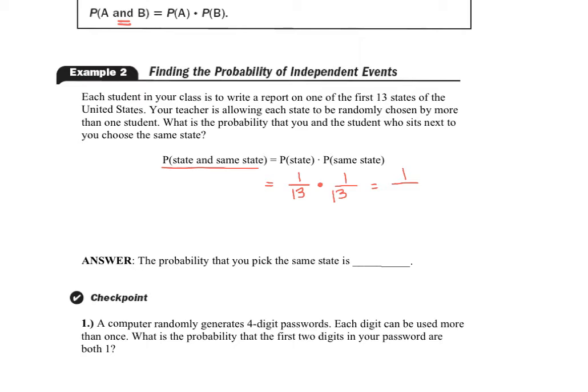1 times 1 is 1. And then along the bottom, 13 times 13 is 169. So the probability that you both pick the same state would be 1 out of 169. Again, you don't need to write that sentence at the end as long as you've put your label at the beginning and then have a simplified fraction at the end.